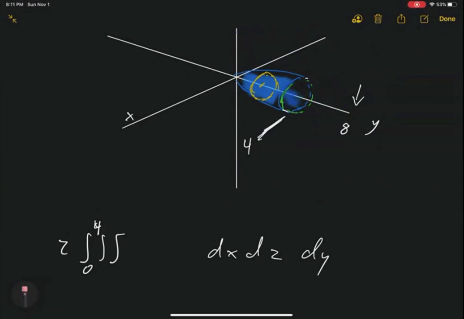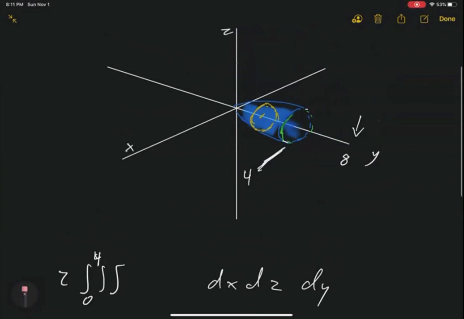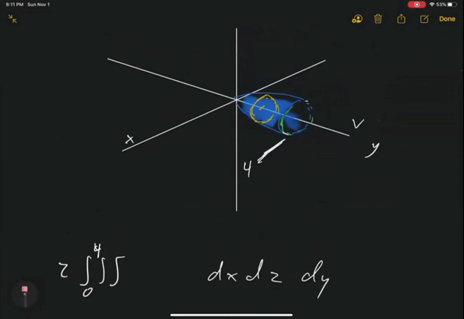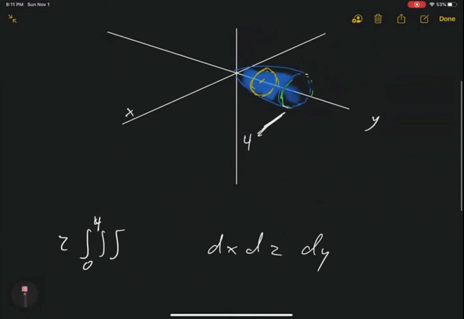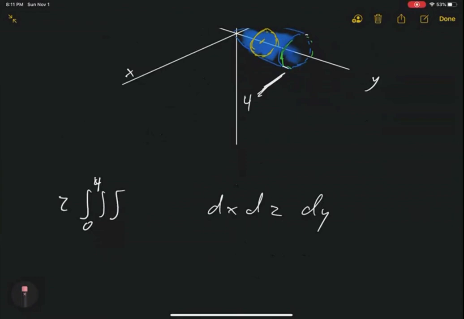Okay, that'll probably be as much as I can erase simply. So I'm integrating this blue region, then I'm multiplying by 2. How do I integrate this blue region? Well, I have my constants, 0 to 4.